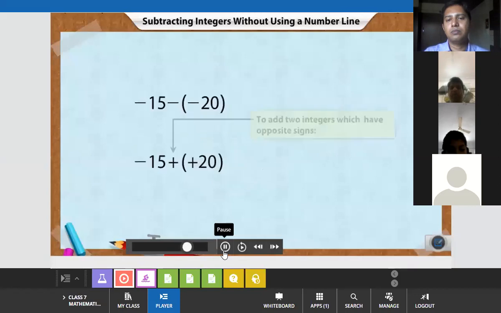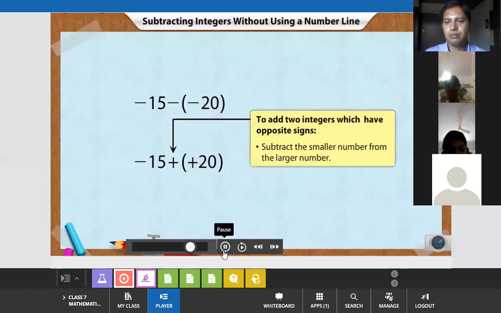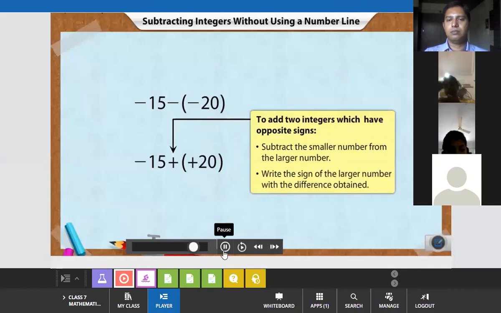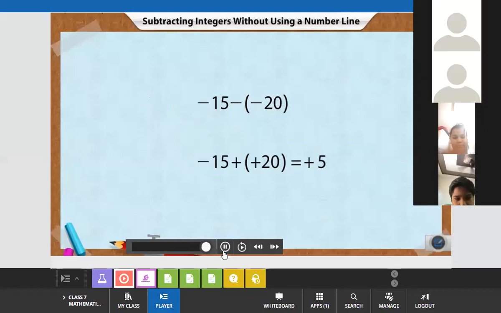To add two integers that have opposite signs, subtract the smaller number from the larger number. Then write the sign of the larger number with the difference obtained. So here we subtract the smaller number from the larger number, that is 15 from 20, to get 5, and then write the sign of the bigger number, that is plus, before 5 to get positive 5 as the answer. Thus, negative 15 minus negative 20 is plus 5 or simply 5.